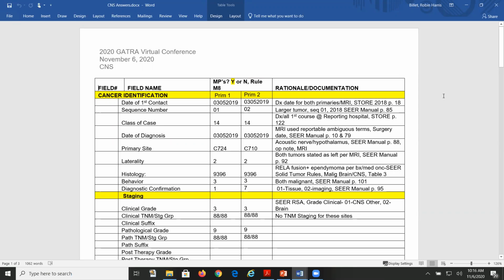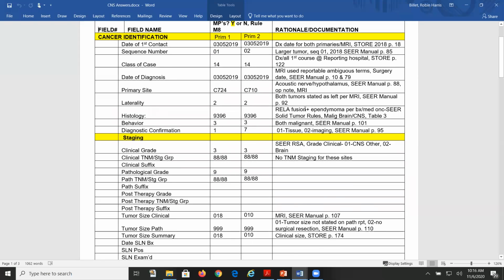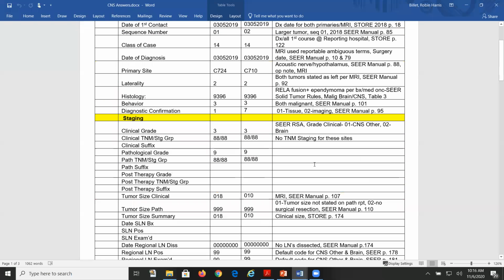The diagnostic confirmation for sequence 1, the acoustic nerve tumor, was 1 for the positive histology. The diagnostic confirmation for sequence 2 is 7 for the radiographic confirmation. Clinical grade for both is 3 for WHO grade 2. We do not have TNM staging, so we code those as 88.